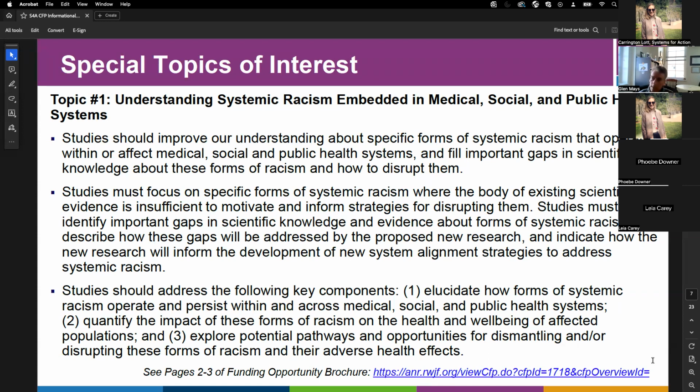First of all, describing what's currently known about how the forms of racism that you're studying operate and persist within and across medical and social and public health systems. You want to describe how your study will quantify the impact of those forms of racism on the health and well-being of affected populations. And then third, and very importantly, you want to describe how your proposed study will explore potential pathways and opportunities for dismantling or disrupting those forms of racism and their health effects. So that's special topic number one.